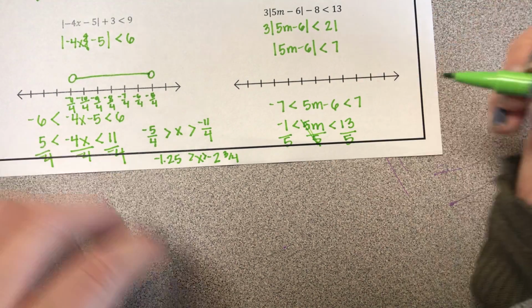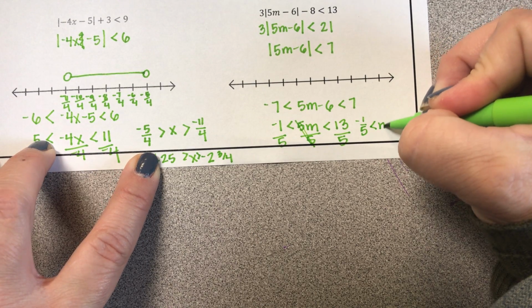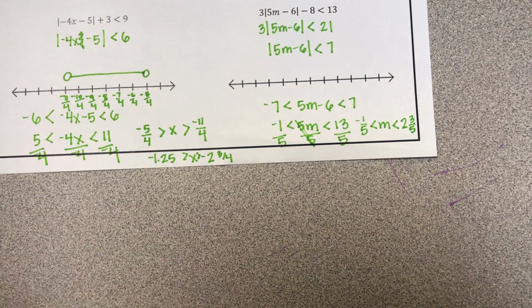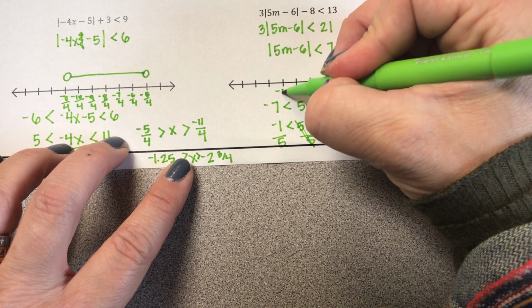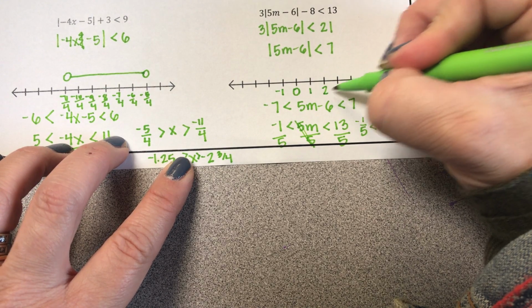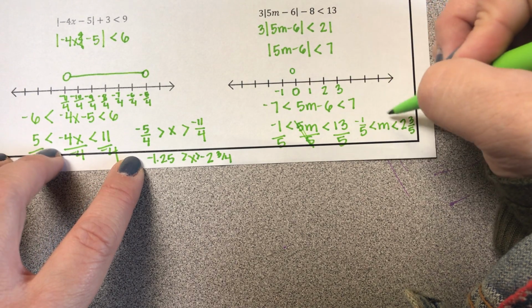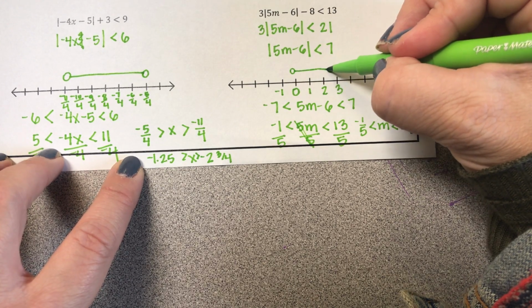So these are going to cancel. So I end up with negative 1 over 5 is less than m, which is less than 2 and 3 over 5. So I'm just going to do on my graph, let me think. I'm going to say that this is 0, that this is negative 1, positive 2, positive 3. So negative 1/5 all the way up to 2 3/5, and it's connected.